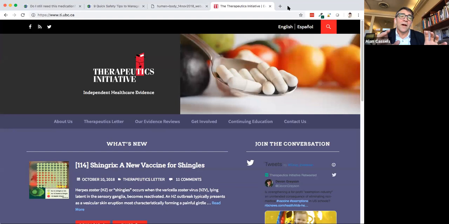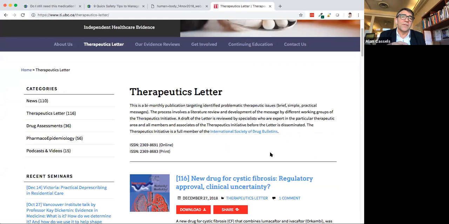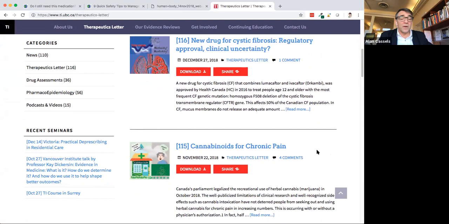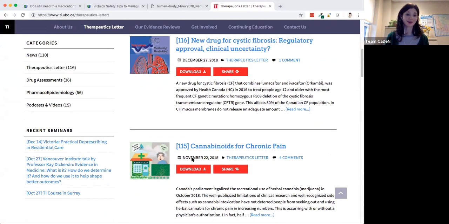So just wanted to flag that the issue around deprescribing and trying to reduce the medication overload for physicians is very much on our radar. It's something that we're spending more and more time researching and focusing on. And so it's great to be partners with the CaDeN people. Yeah, we're really, really excited to be partnering with the Therapeutics Initiative too.